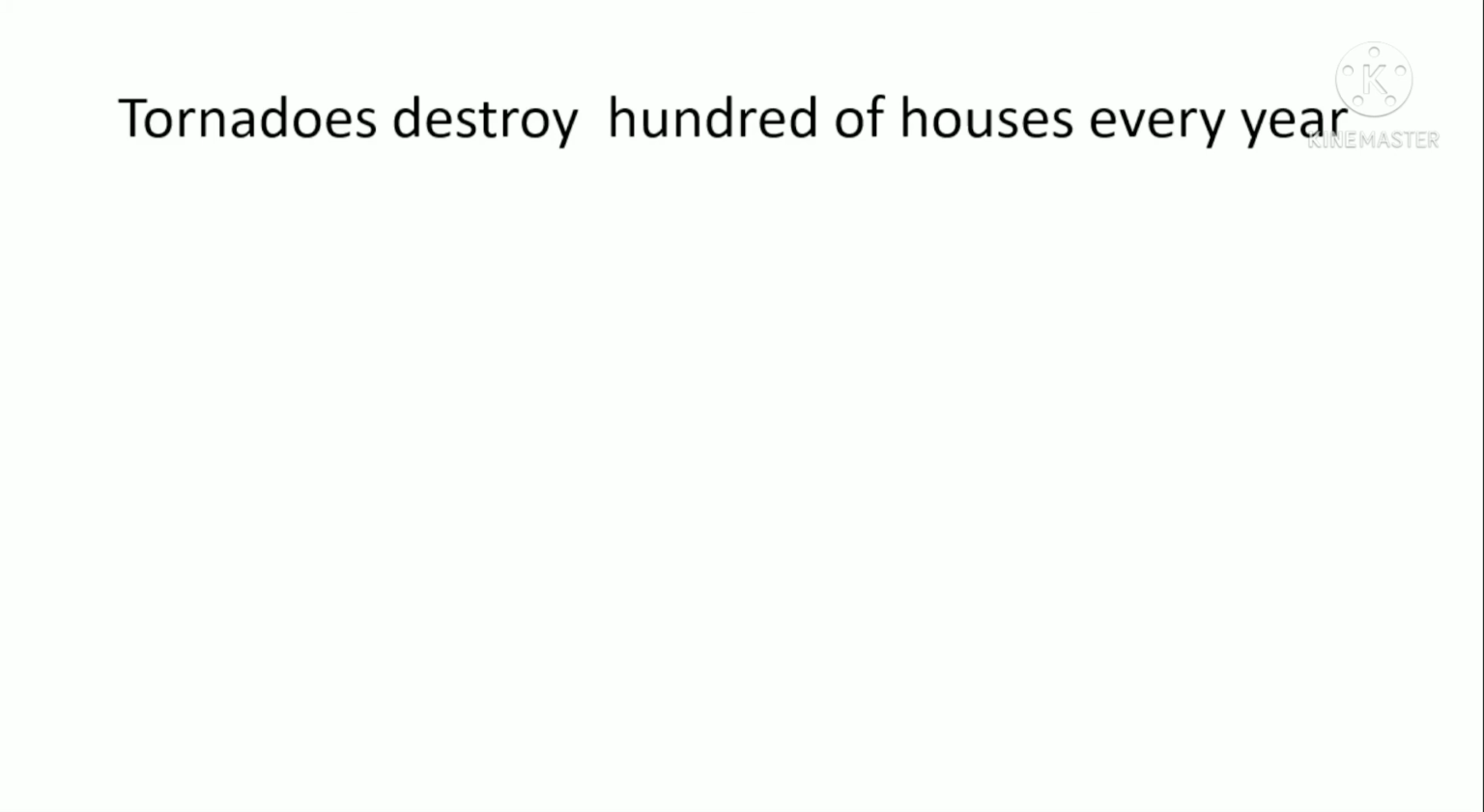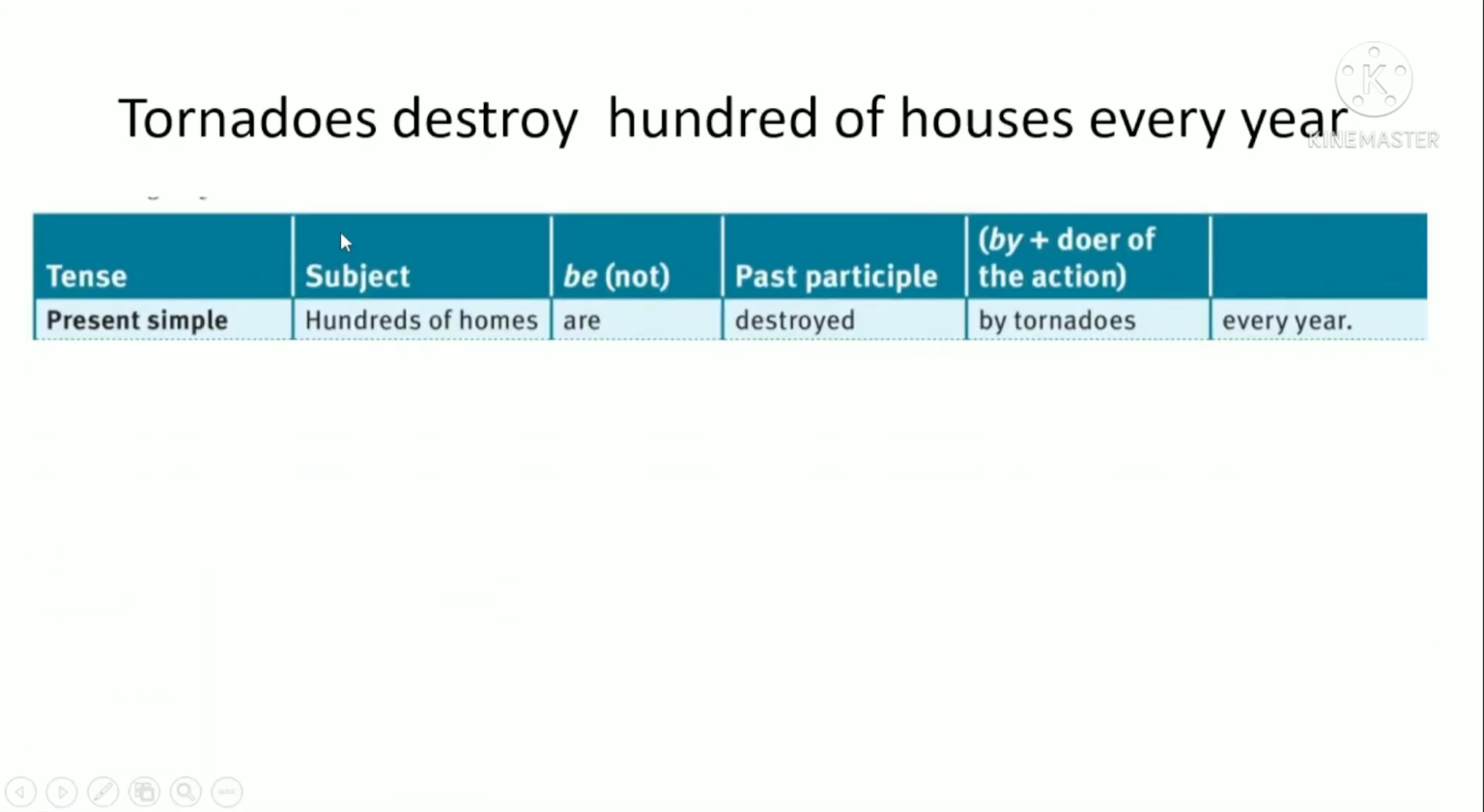An active voice: Tornadoes destroy hundreds of houses every year. So how can I make this sentence passive? Well, let's look for the object. Which is the object? Hundreds of houses. So I'm going to take this as my subject. Hundreds of houses are, because it's a plural subject. I have to use the verb to be.